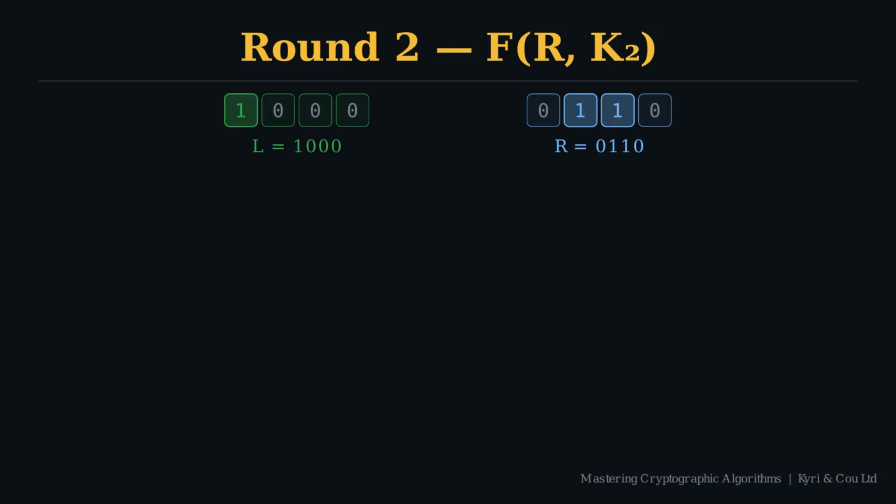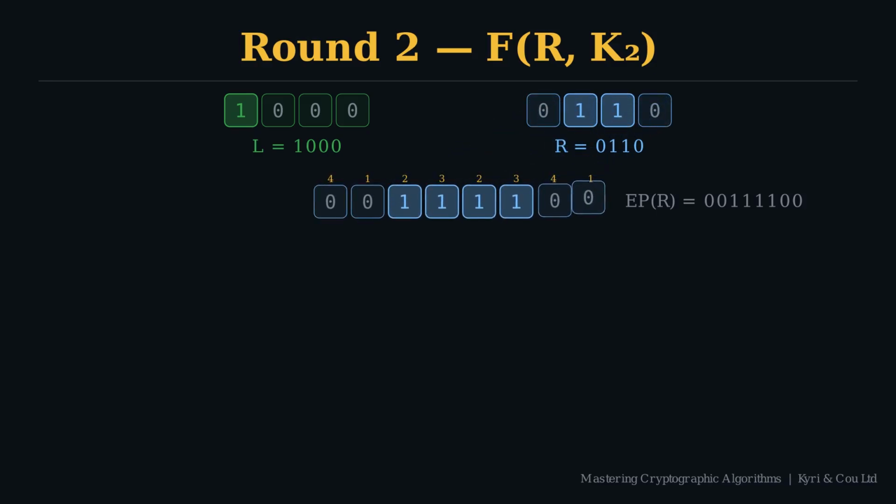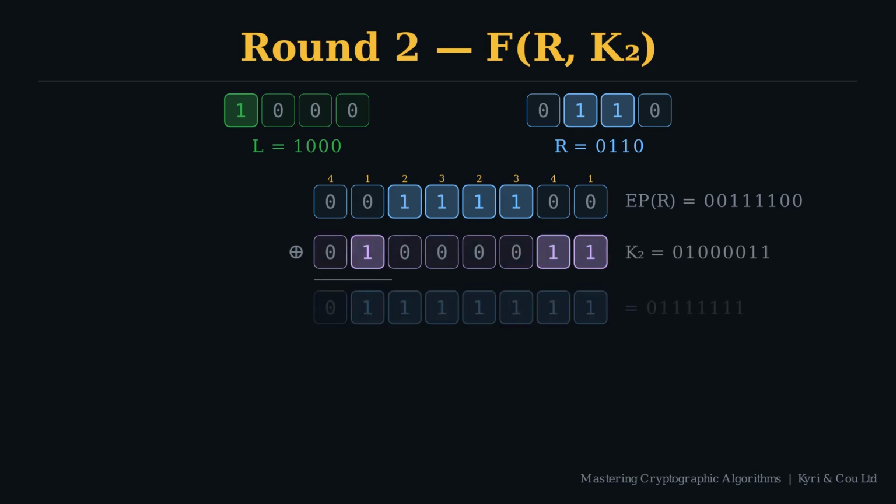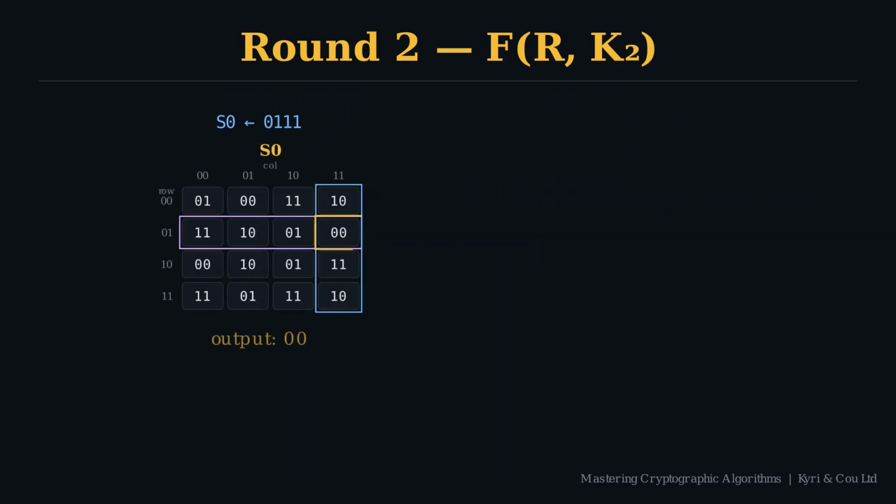Round 2 runs the same Feistel function with the same EP, the same S boxes, and the same P4. Only two things have changed, the block and the key. EP stretches the new right half, 0110, out to 8 bits, giving 00111100. This time we XOR with K2, and the result is 01111111. Into the S boxes again.